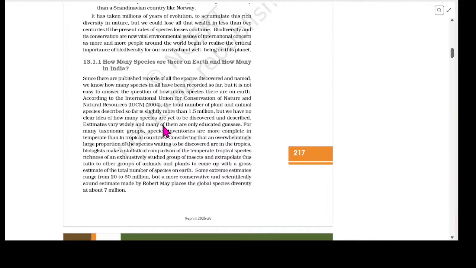Estimates vary widely, and many of them are only educated guesses. For many taxonomic groups, species inventories are more complete in temperate than in tropical countries. Considering that an overwhelmingly large proportion of the species waiting to be discovered are in the tropics, biologists make a statistical comparison of the temperate tropical species richness of an exhaustively studied group of insects and extrapolate this ratio to other groups of animals and plants to come up with a gross estimate of the total number of species on Earth.